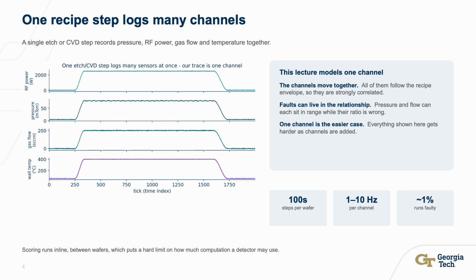The numbers at the bottom are the operating envelope you are working inside. Hundreds of process steps per wafer, 1 to 10 samples per second per channel. About 1% of runs genuinely fail, and the scoring has to finish between wafers, which is a few seconds, so whatever we build has to be cheap and fast.